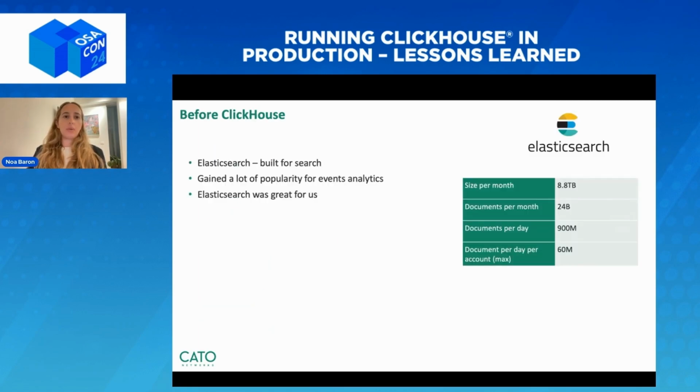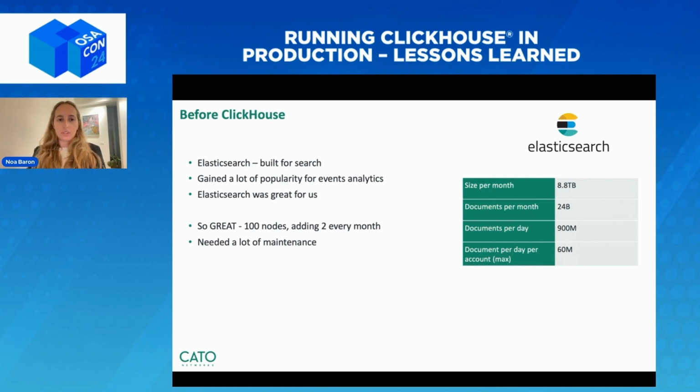A few words on what we were doing before ClickHouse: we used Elasticsearch for searching and analytics. It worked really well for us in the beginning when we had very little data. But as the company grew, with more customers and bigger customers, so did our cluster, and we ended up having over 100 nodes in our Elasticsearch cluster. It was self-managed. We found ourselves adding 2 new nodes every month in order to keep up with the growing amount of data and queries, which obviously required a lot of maintenance.